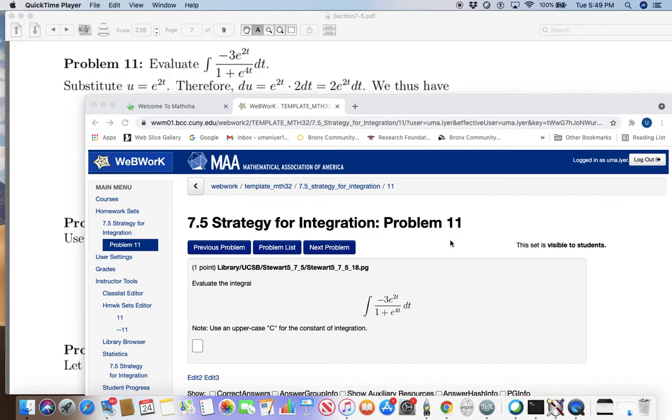Welcome back. Problem 11, section 7.5. Integral of negative 3 e to the 2t over 1 plus e to the 4t dt.